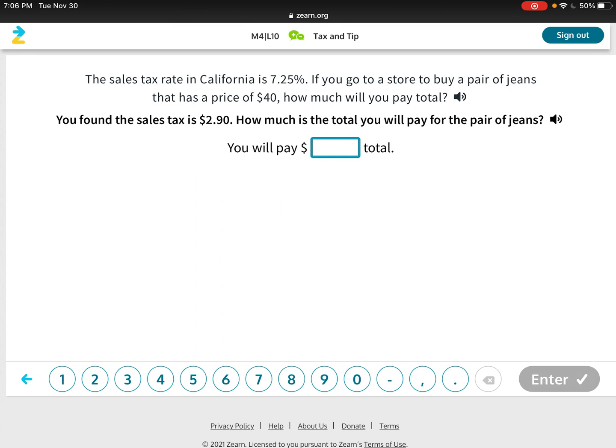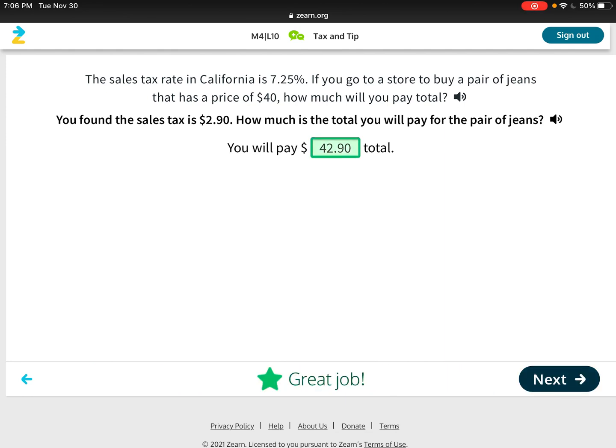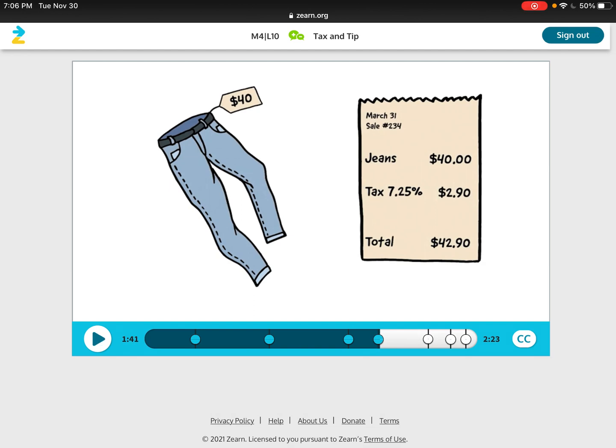Next up, it says how much is the total you will pay for the pair of jeans. So it was $40 plus the $2.90. We're going to pay $42.90. You could just add that in Desmos if you want.